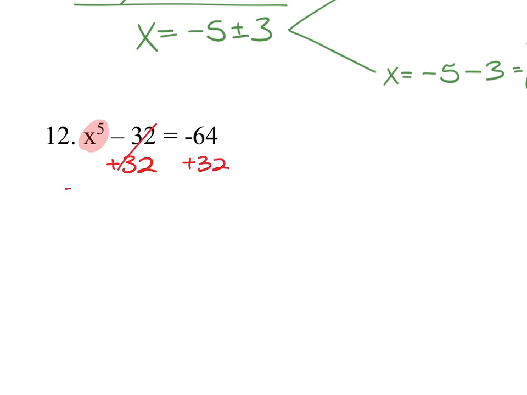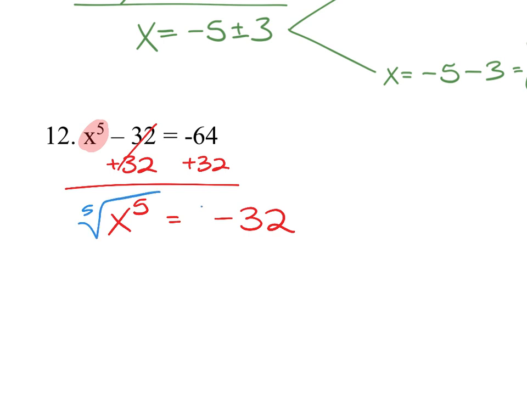Plus 32 on both sides. I'm going to end up with x to the 5th equal to -32, which is 64 plus 32. Okay, what root am I taking on both sides to get the x by itself? 5, okay. We're taking the 5th root of both sides. When I do this 5th root, do I need the plus or minus? No, because it's not an even.